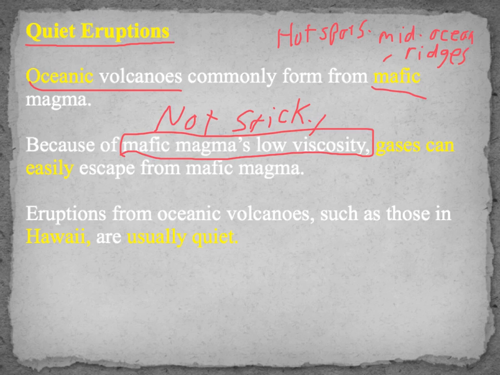And because it's not sticky, it doesn't bubble like it normally would, so gases can easily escape. They don't get trapped. And so those Hawaiian island volcanoes release quiet eruptions. They are not the big ones that go kaboom. The lava can just flow out of the crack or the fissure of the volcano.